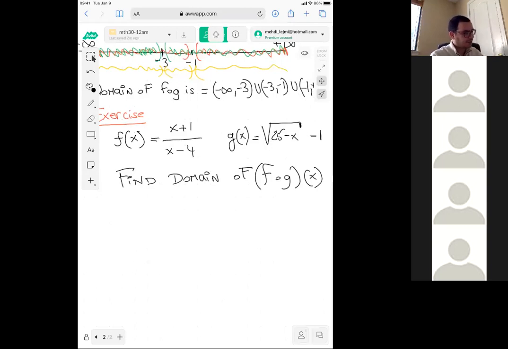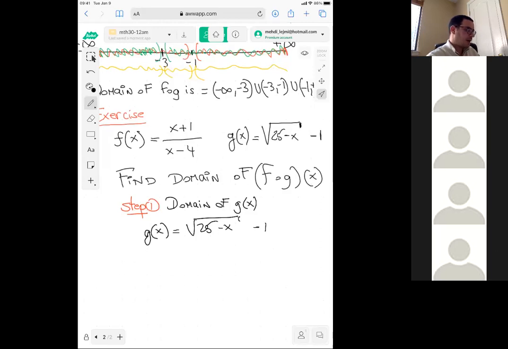Well, at least I can probably start with step one. So we're gonna find the domain of f composed of g. So first we start with the domain of the second function, the domain of g. So step one, we need to find the domain of g. All right, so my g of x is the square root of 25 minus x, and there's minus 1 outside the square root.